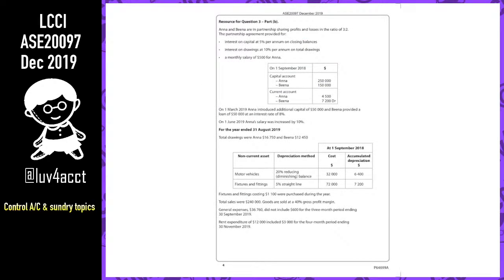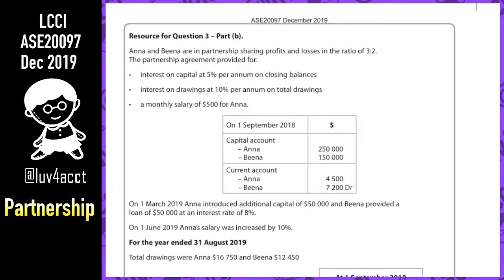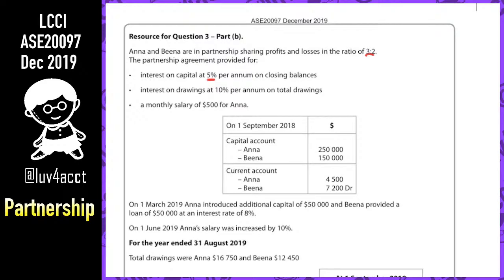Question 3. Yes, it is partnership. I like partnership as well because they are usually not very difficult. So let us start. We have Anna and Bina. This time we finally know how to pronounce the names of the partners. They are in partnership, sharing profit and losses in the ratio of 3:2. And then we have the partnership agreement, 5% interest on capital, closing balances.